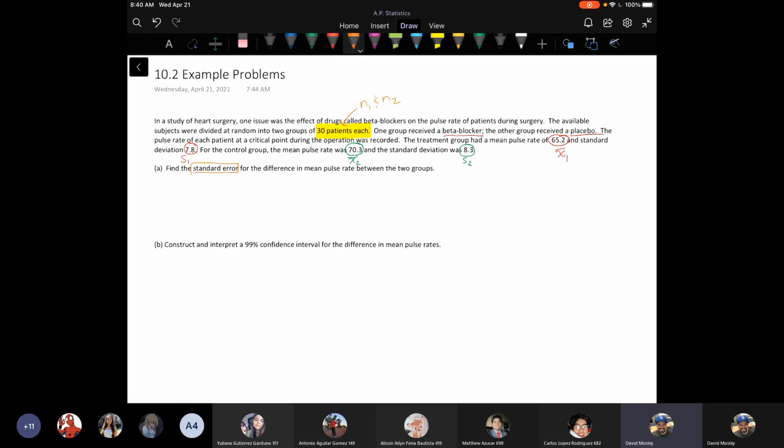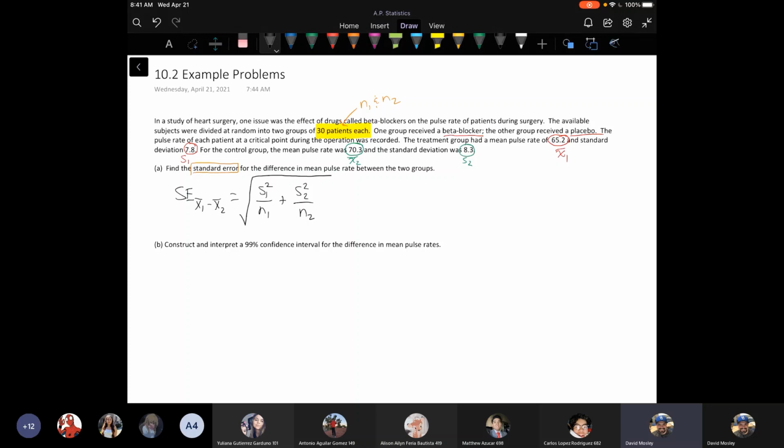The standard error is essentially the same as a standard deviation, except it has to do with our samples. So we replace all the things we would normally use with the sample values. The formula with means: the standard error of x1 minus x2 is the square root of the variance of sample 1 divided by the sample size from sample 1, plus the variance from sample 2 divided by the sample size.